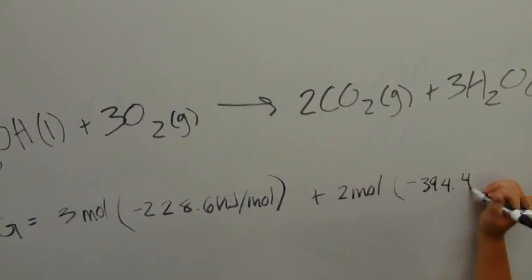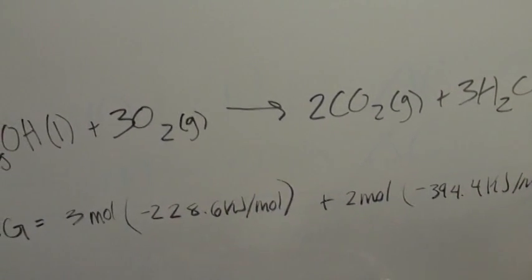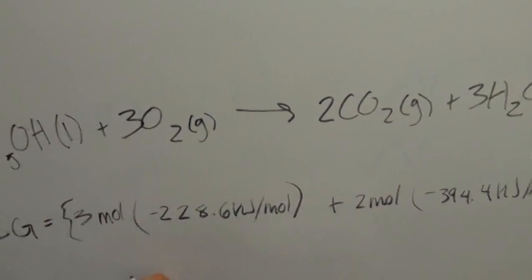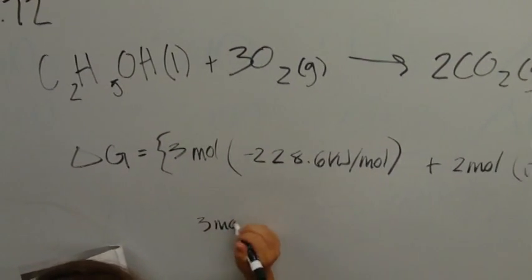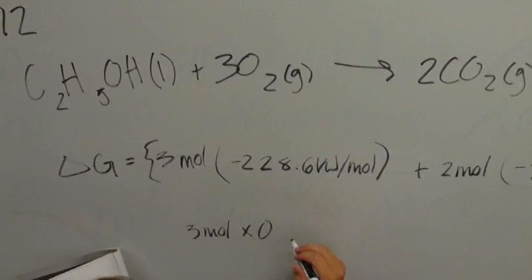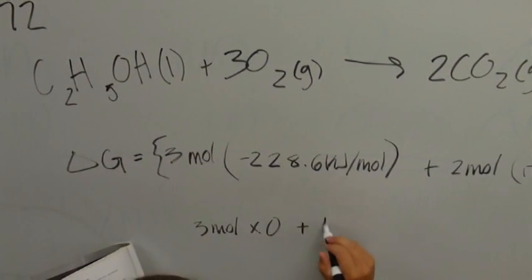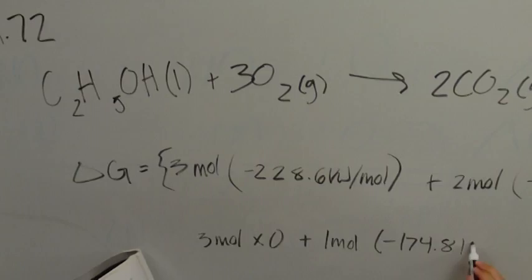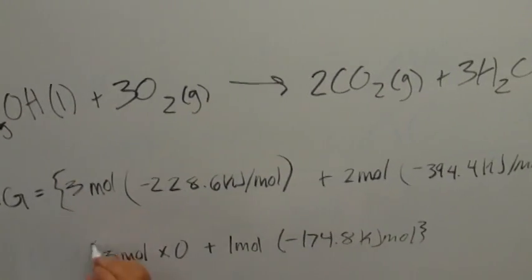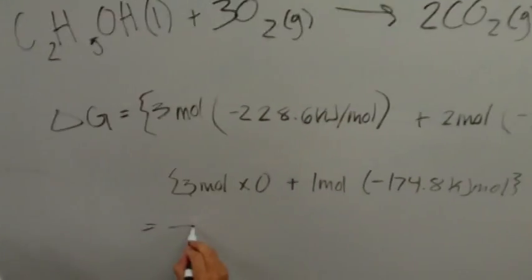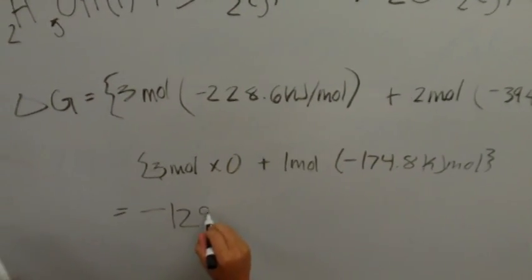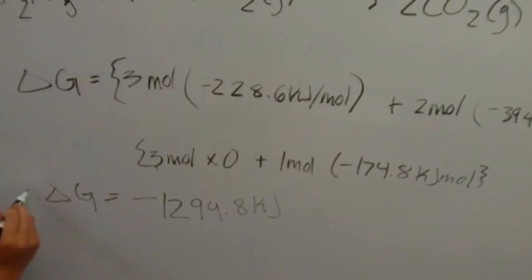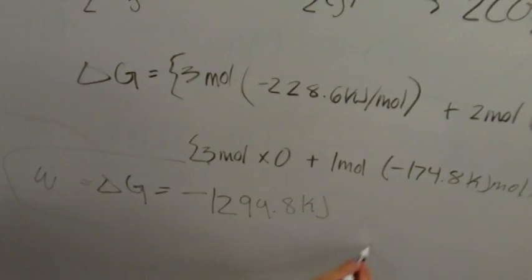negative 394.4 kilojoules per mole. Yes, those are our products minus our reactants. Our reactants are 3 moles times 0 plus 1 mole times negative 174.8 kilojoules per mole. These are our reactants. Algebra, love the algebra, keep it going, and we get negative 1299.8 kilojoules. That is our delta G. Again, delta G is equal to the work. Answer.